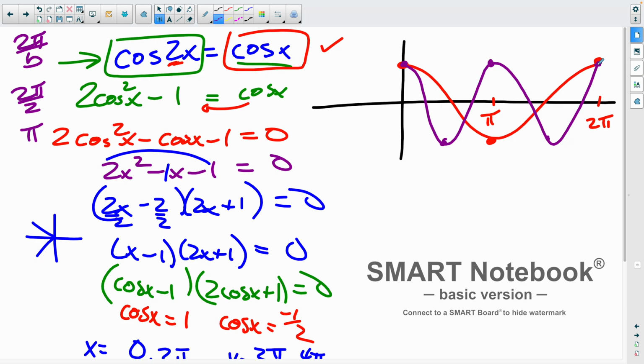Now, if you had a picture, how do you solve a picture? How do you solve a graph? You look at the intersections. Well, this is nice. They start at the same point. They end at the same point, which is 0 and 2 pi. Those are the answers from the algebraic expression. And they intersect here and here, which will relate to 2 pi over 3 and 4 pi over 3.